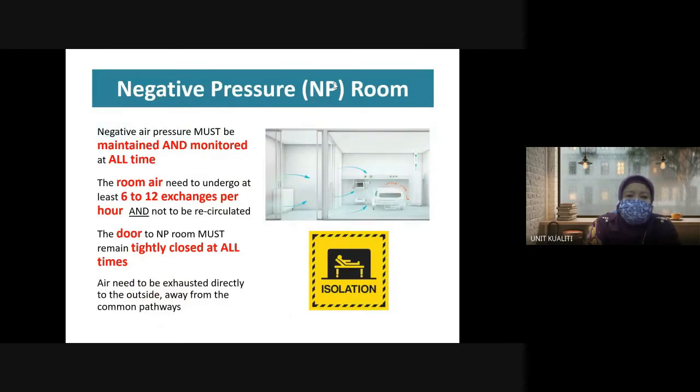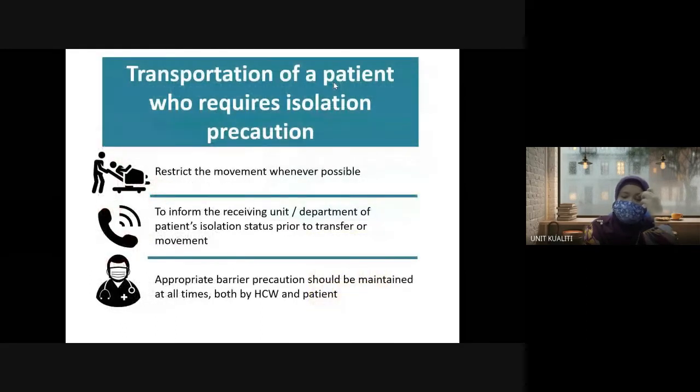Okay. For a negative pressure room, negative air pressure must be maintained and monitored at all times. The room air needs to undergo at least 6 to 12 exchanges per hour and not be recirculated. The door to the NP room must remain tightly closed at all times. Air needs to be exhausted directly to the outside, away from the common pathway. In HSJB, we have only 5 negative pressure rooms, in ICU, NICU, ED, only 5. That's why we have to cohort isolated patients in the isolation room.